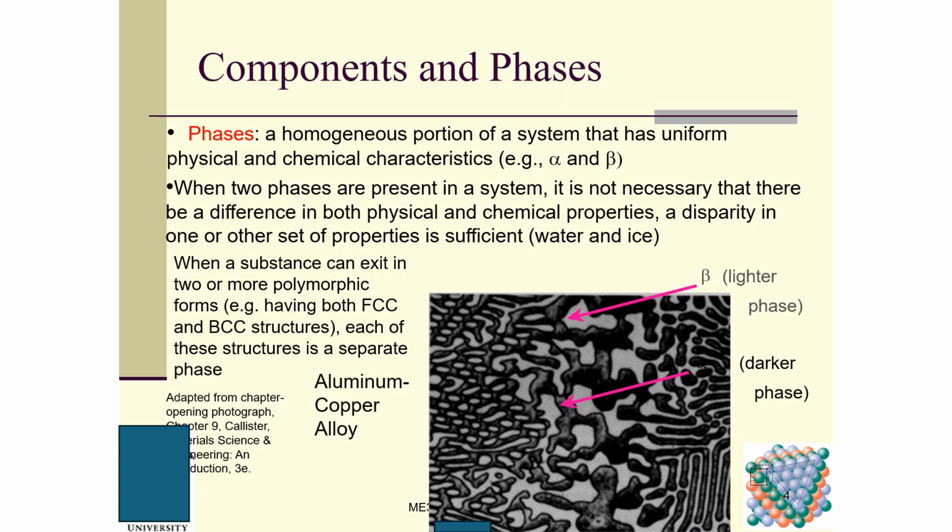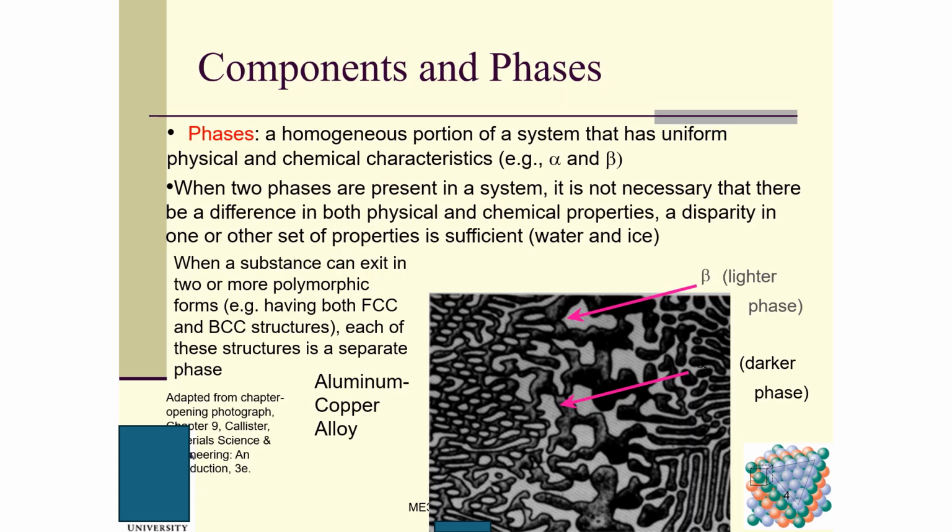When two phases are present in a system, it is not necessary that there be a difference in both physical and chemical properties. A disparity in one or the other set of properties is sufficient. For example, water and ice. Chemically they are the same, but physically, water is a liquid, ice is a solid, and as a result, water and ice are treated as two different phases for H2O.